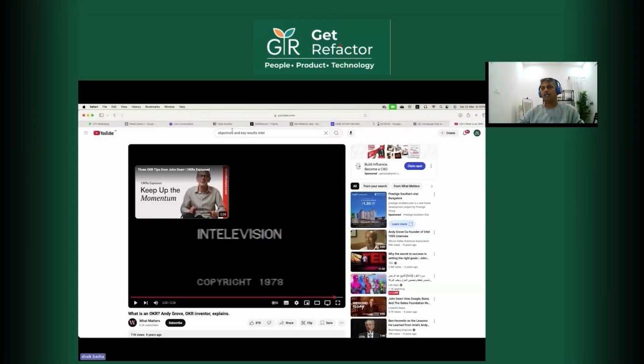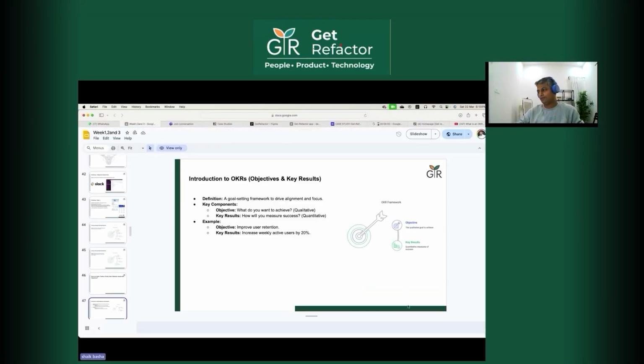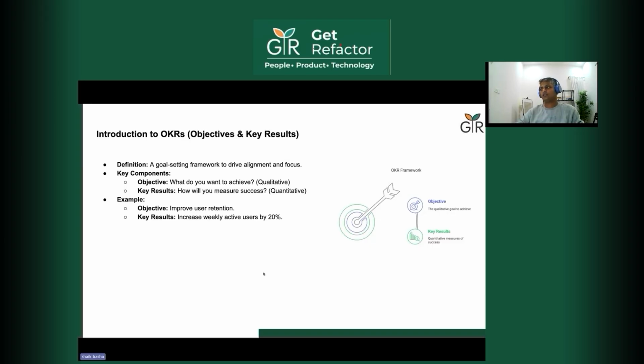Let's move on to the next slide and see what's happening here. Let's look into objectives and key results. If it gets a bit confusing, ignore it, but I believe you have got what it is. The key components are objectives and key results.